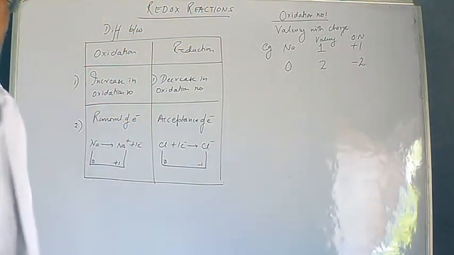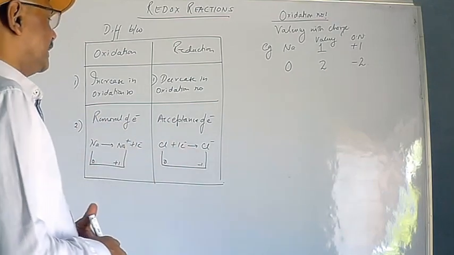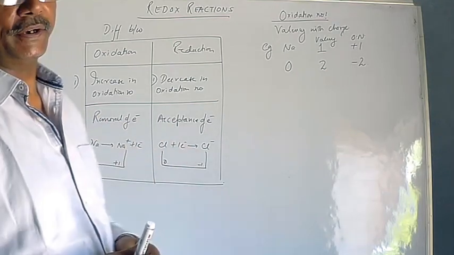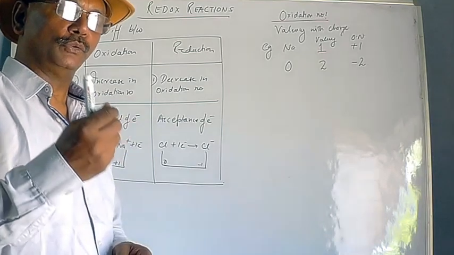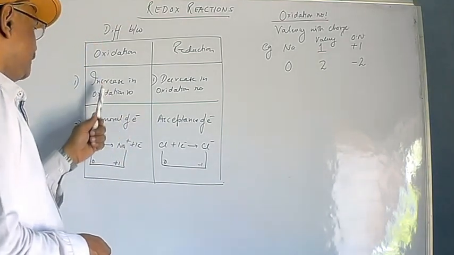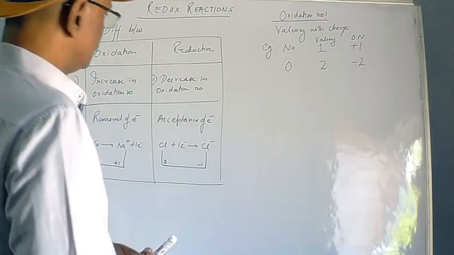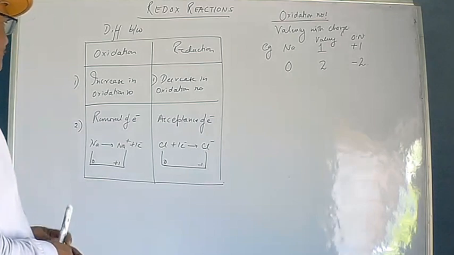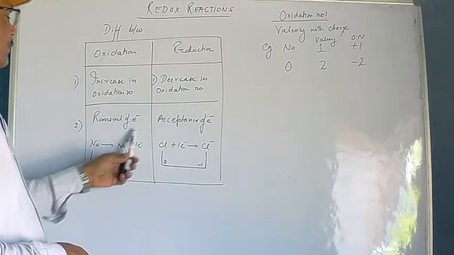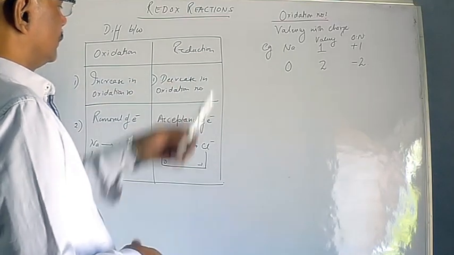Coming back to the difference between oxidation and reduction, class, whatever you have studied in 9 and 10, that is, combination with O and removal of H, is of no use now. You will only remember that oxidation means an increase in oxidation number and reduction means a decrease in oxidation number. And one thing more: oxidation is removal of electrons, and reduction is acceptance of electrons.